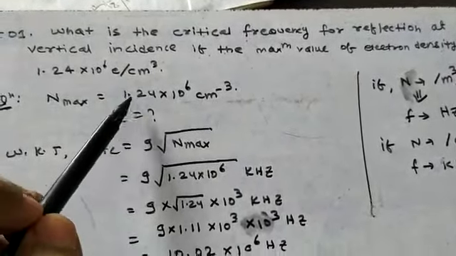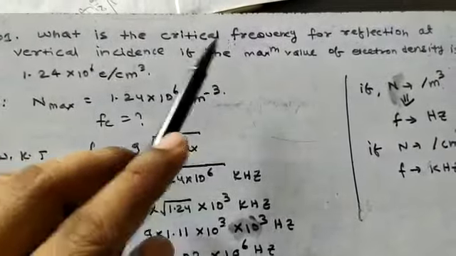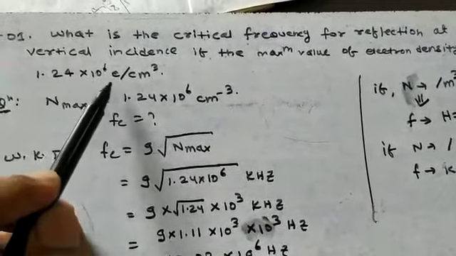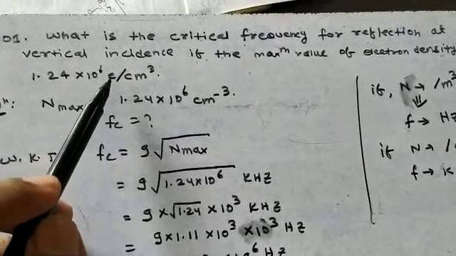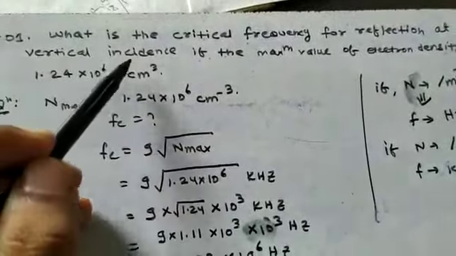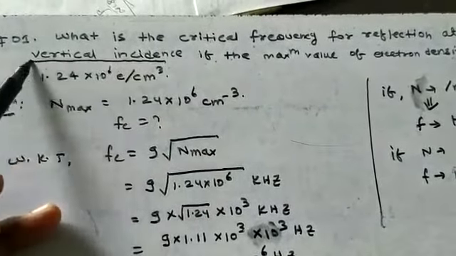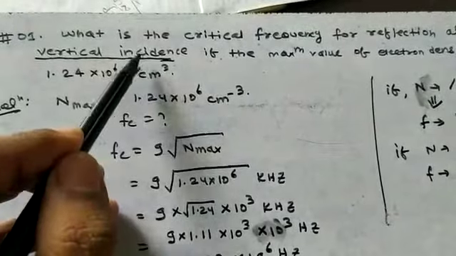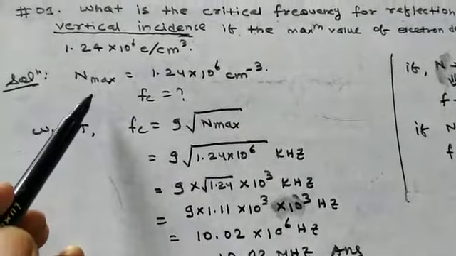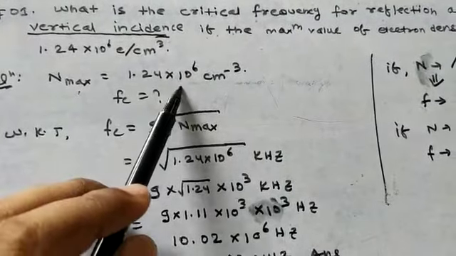Okay, in this question you are asked to calculate the value of critical frequency, whereas the maximum electron density, that is N max, is given as 1.24 into 10 to the power 6 electrons per cubic centimeter. And reflection at vertical incidence. So we know very well that in case of critical frequency, the angle of incidence is 0 degrees. That means vertical incidence. So this is given in the question. So what is given? I have written here N max is equal to this one.